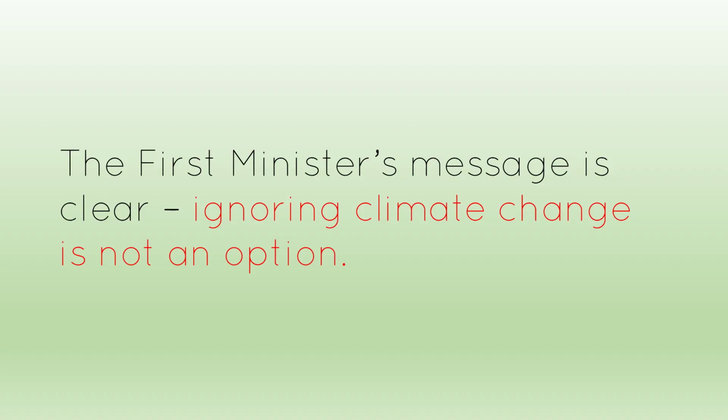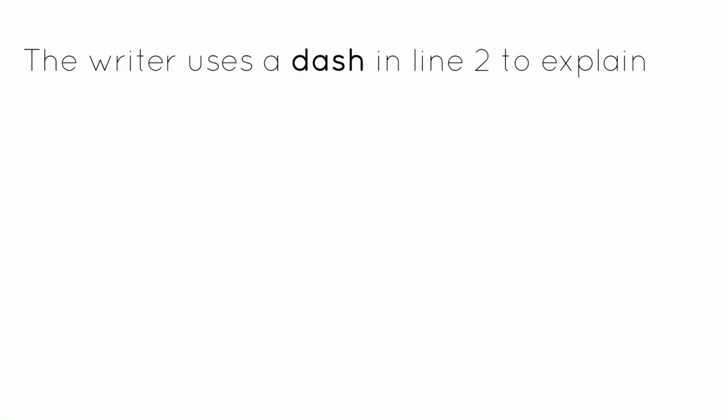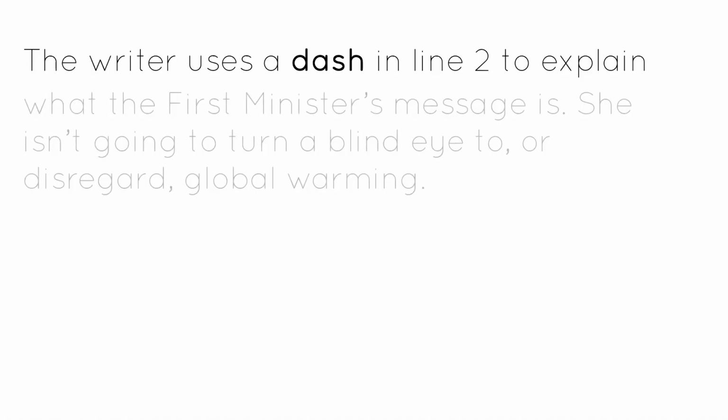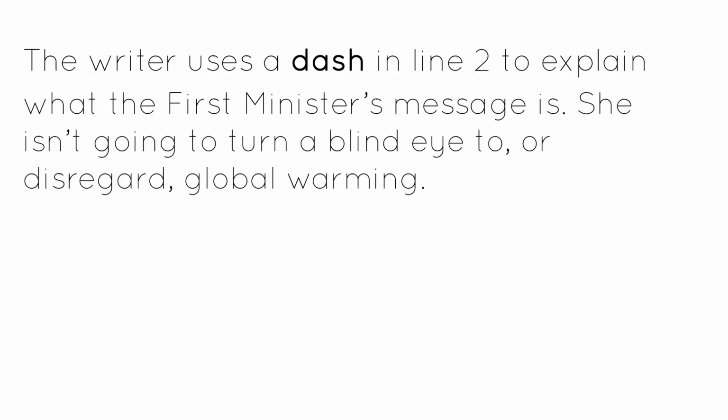Okay? So in a question, or when we're answering a question in a prelim or in an SQA exam, we need to focus on the bit in red. We need to explain that. And I tend to try to use my own words as much as possible to show that I understand it. So it would look something like this. The writer uses a dash in line 2 to explain what the First Minister's message is. And then the last sentence in the answer, I use my own words. Okay? She isn't going to turn a blind eye to or disregard global warming. Okay, so I've changed climate change to global warming, and I've changed the word ignore as well.